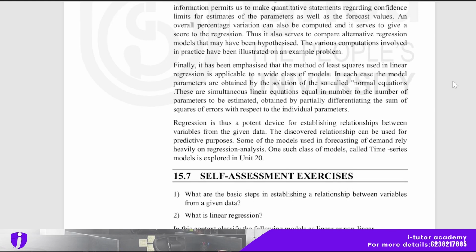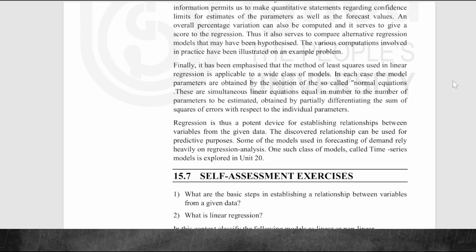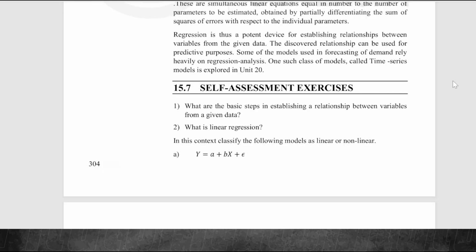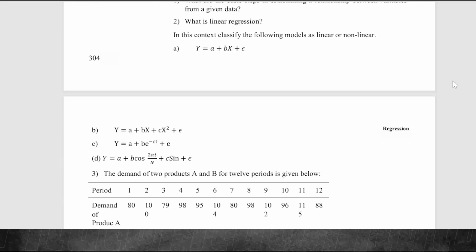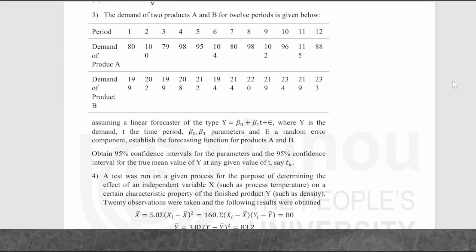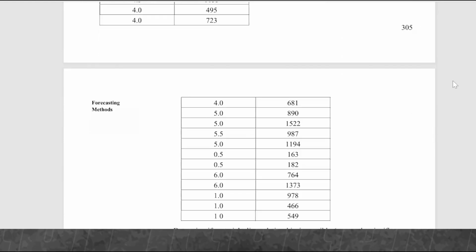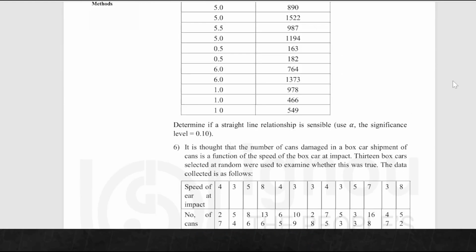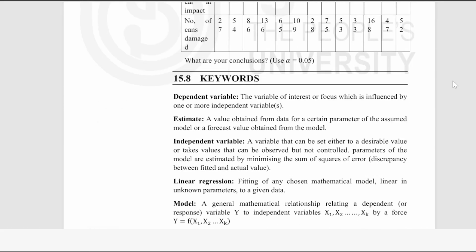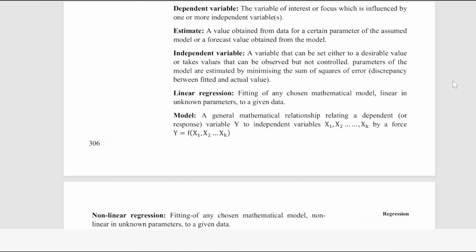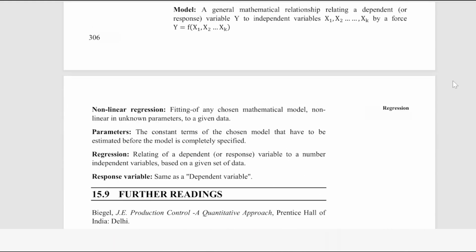Some of the models used in the forecasting of demand rely heavily on regression analysis. One such class of models, called time series models, is explored in Unit 20, and there are self-assessment exercises here, and you should just try to do them. It will help you for your term-end examination. In case of any doubt, you can contact us also. We will help you. And the keywords are here in this section. If any word feels difficult, you just refer to this section, and the explanation of the word is also here.